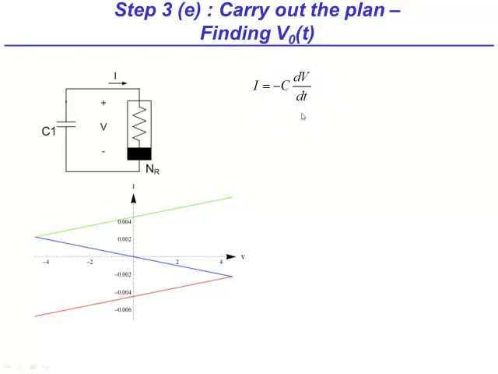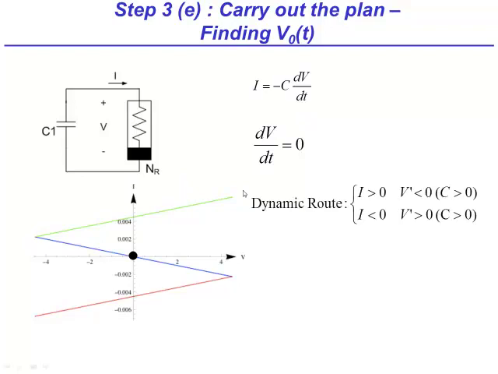I'll take over now, Amir, and clarify the concepts of equilibrium points and dynamic route. The reason is you may have heard of equilibrium points, but not of dynamic route. Yes, I have heard of equilibrium points, but not dynamic routes. So equilibrium point is when the capacitor is fully charged and the current through it is zero.